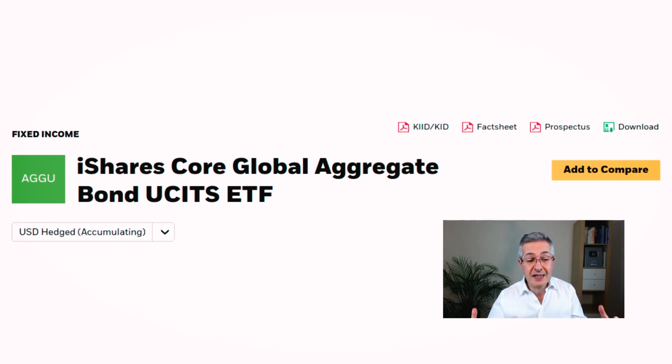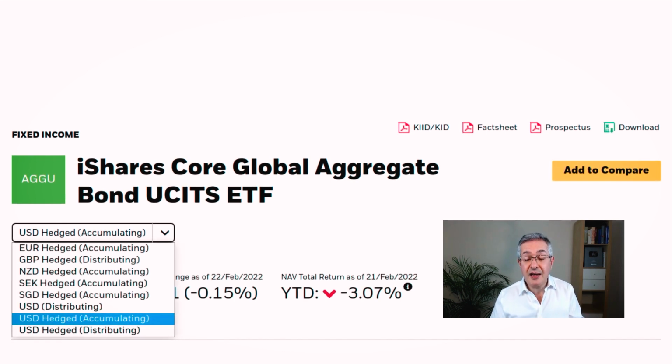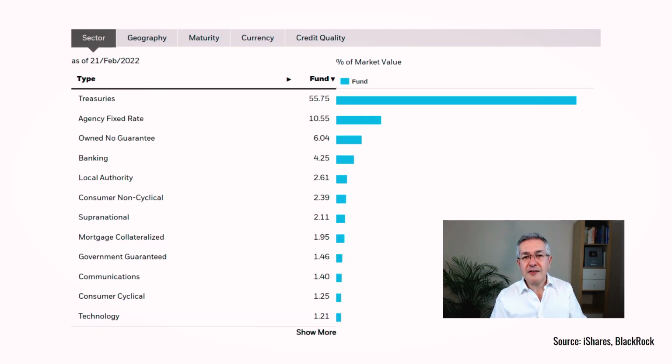So the fund that you can see here, AGG, is actually an ETF which tracks that index. And by looking at the contents of this fund, we can infer the contents of the index. And in fact, there are many variations of this fund, some of which are hedged and some of which are not. And we'll come on to the hedging later. So let's start off by looking at the sector composition of the bonds which are in the index.